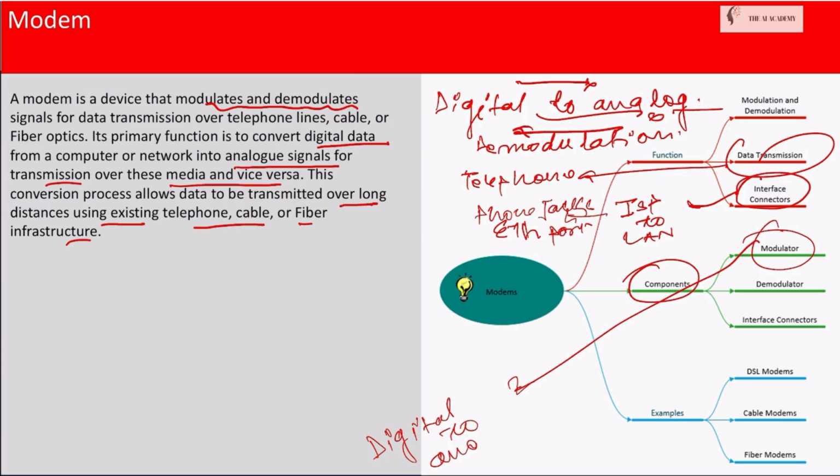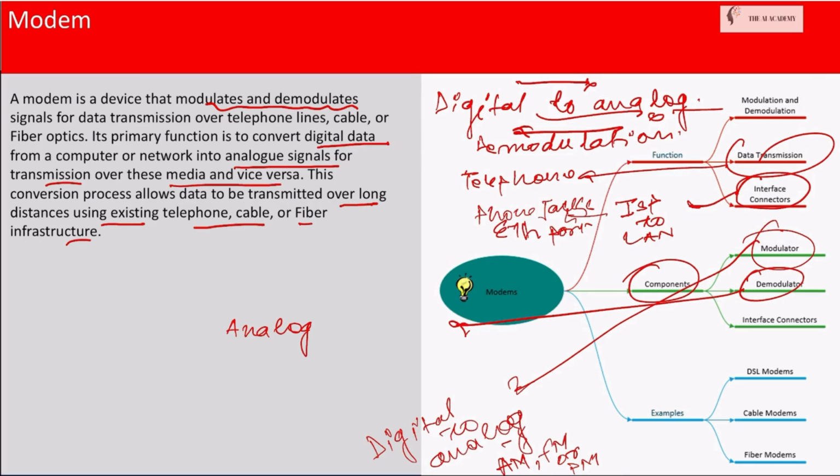The modulator is responsible for converting digital data into analog signals. This component takes the binary data from the computer or network and encodes it onto a carrier signal suitable for transmission over telephone lines, coaxial cables, or fiber optics. The modulation process involves techniques such as amplitude modulation, AM, frequency modulation, FM, or phase modulation, PM, depending on the type of modem and the transmission medium.